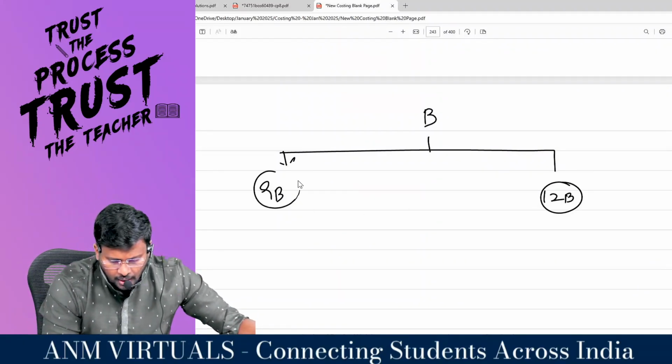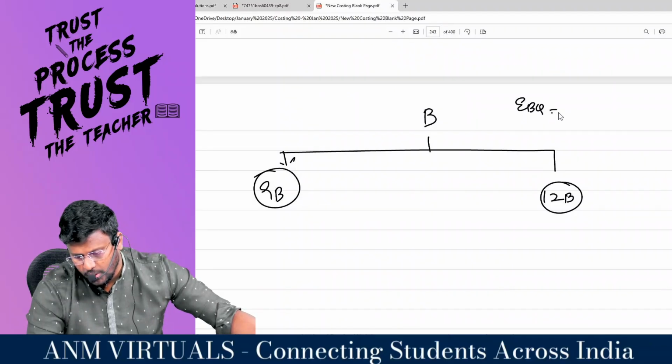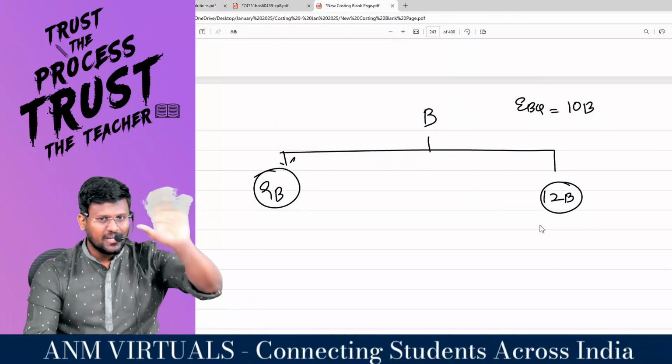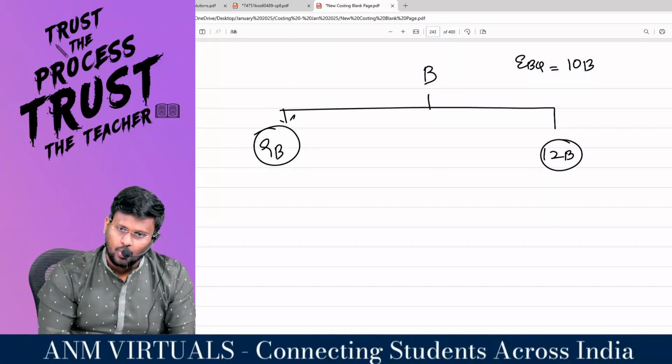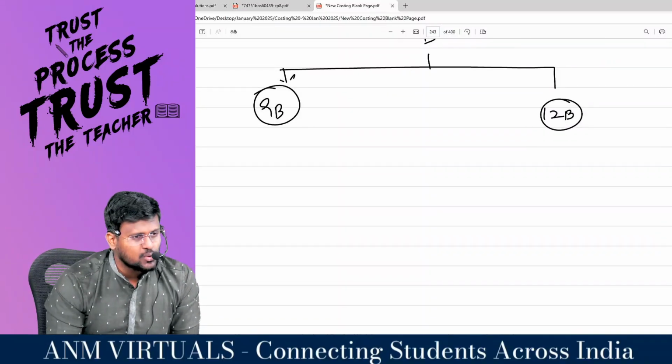Can I have that? Because I said that EBQ is equal to how many batches? 10 batches. You are saying no, I am going to manufacture 9 batches. We'll check it. Don't worry at all. If it is 9 batches, what is the annual requirement?